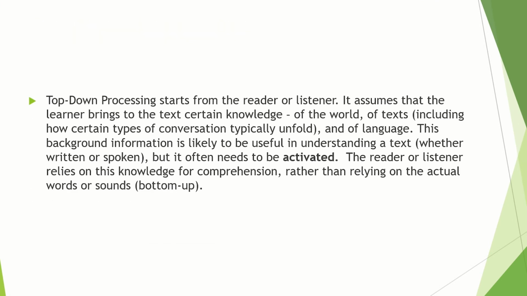Top-down processing starts from the reader or the listener. It assumes that the learner brings to the text certain knowledge of the world, of text, and of language. So we're talking about schema here. This background information is likely to be used in understanding a text, whether it's written or spoken, but it often needs to be activated. We need to activate schema to be able to understand. The reader or listener relies on this knowledge for comprehension rather than relying on the actual words or sounds.